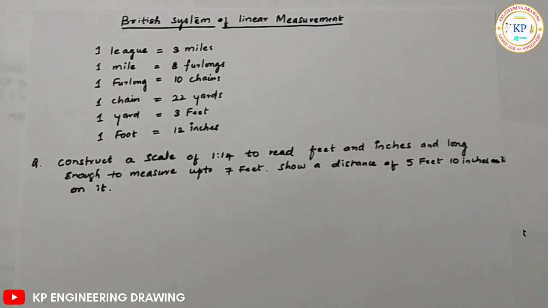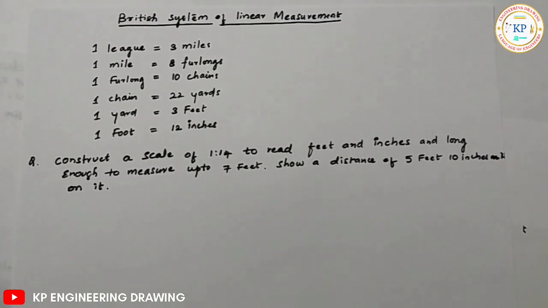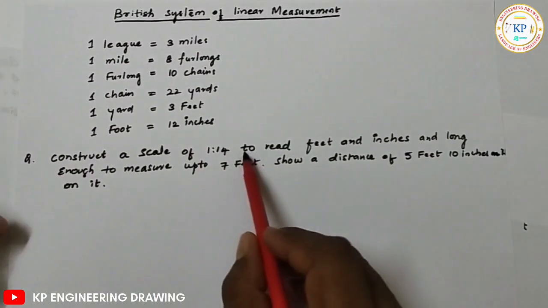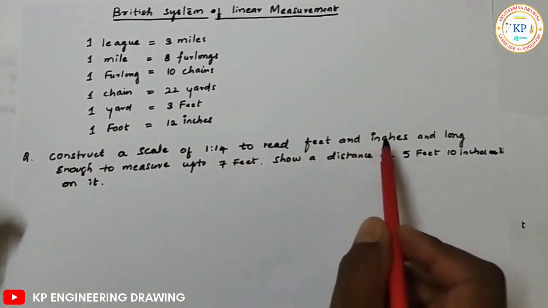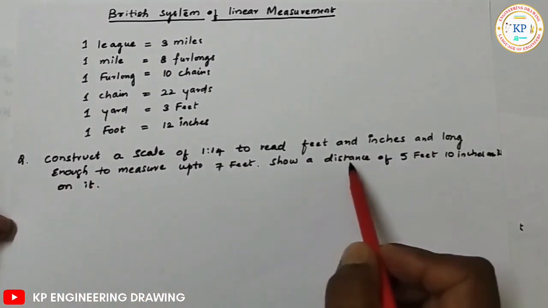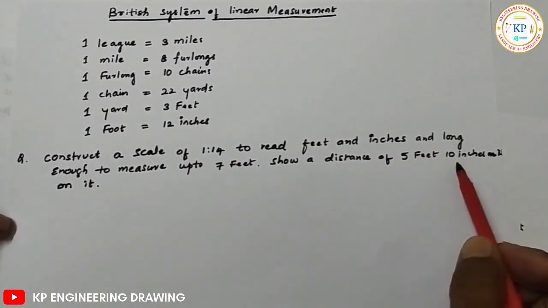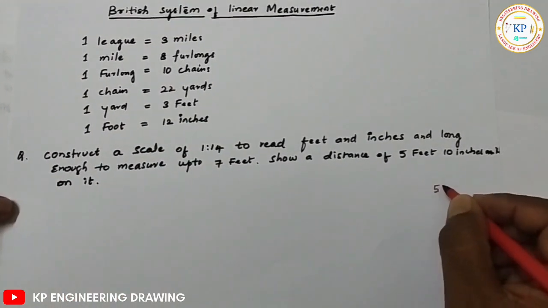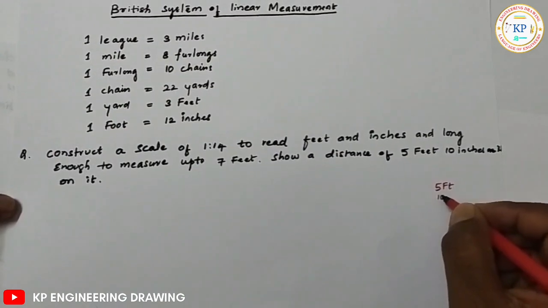So let us do one problem on British system of linear measurement. So the problem is like this. Construct a scale of 1:14 to read feet and inches and long enough to measure up to 7 feet. Show a distance of 5 feet 10 inches on it.